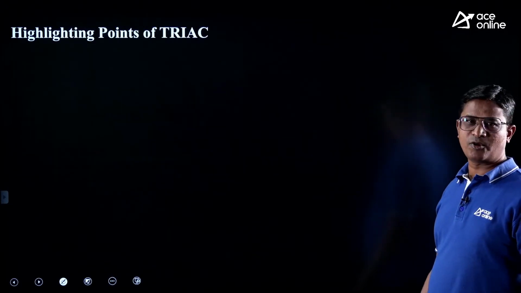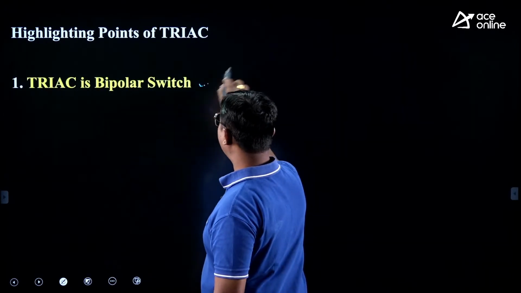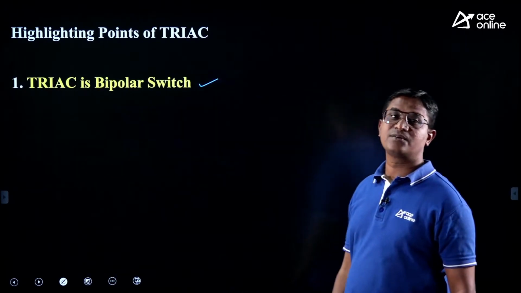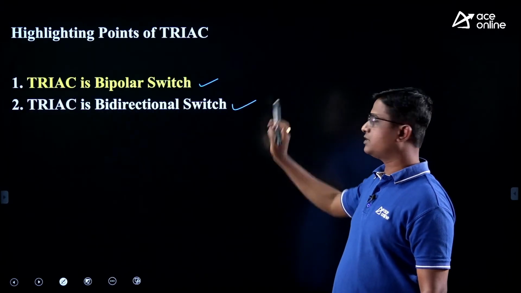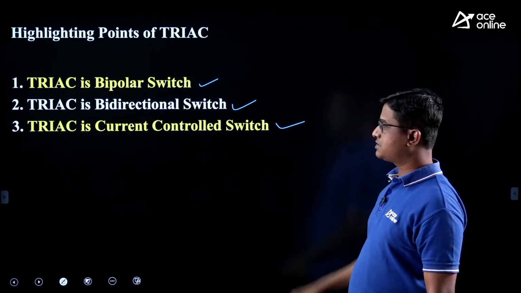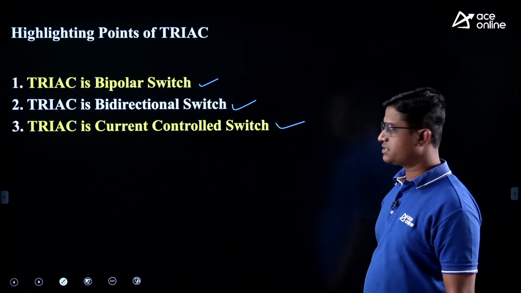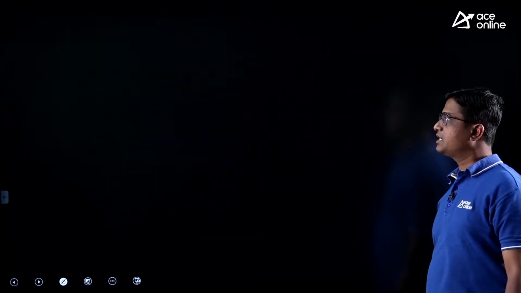Highlighting points about the triac. The triac is a bipolar switch. It can block forward voltage as well as reverse voltage during its off state. It is a bidirectional switch. The triac is a current controlled device. These are the important points regarding the triac.